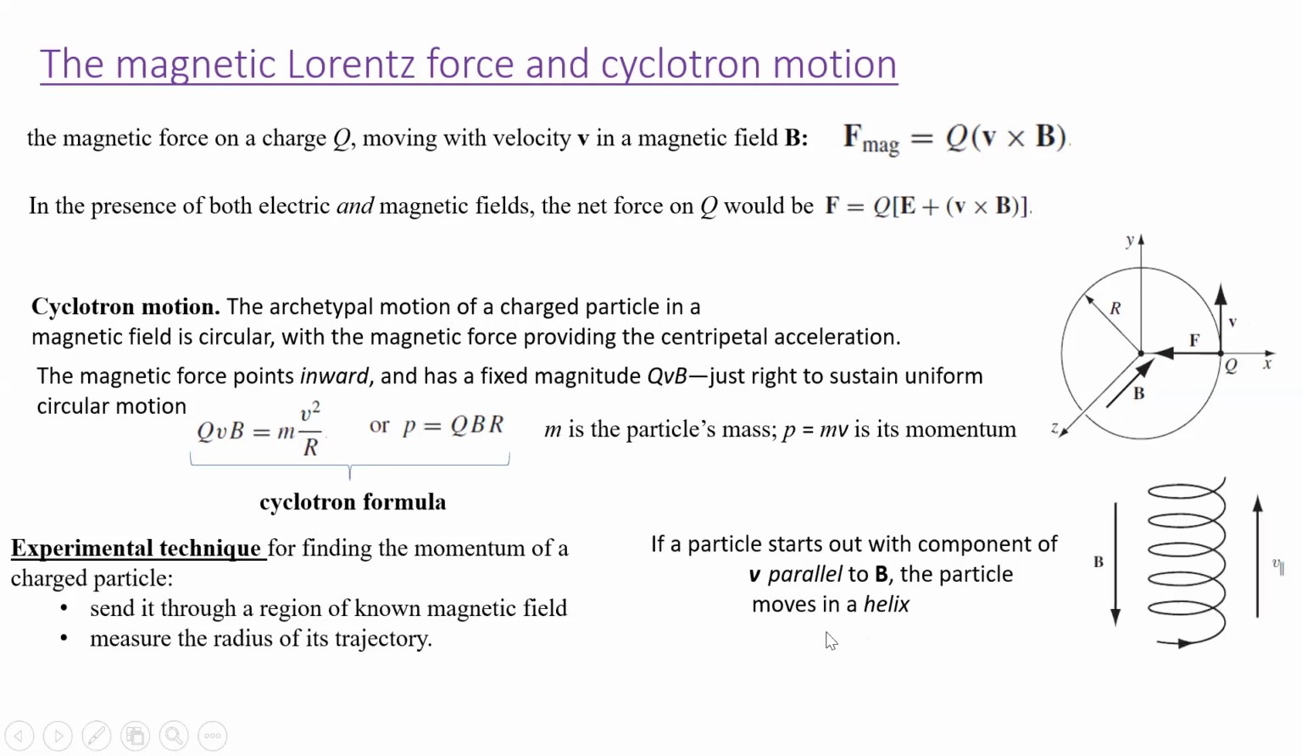So from the part of the velocity which is perpendicular to the magnetic field, we get circular motion. And if there's a part which is parallel to the magnetic field, that part remains constant, and we just get a bunch of circles stacked on top of each other. Okay? All right, so we have the magnetic Lorentz force. We have the typical circular motion, and then we have helical motion if the particle has a velocity component parallel to the field.